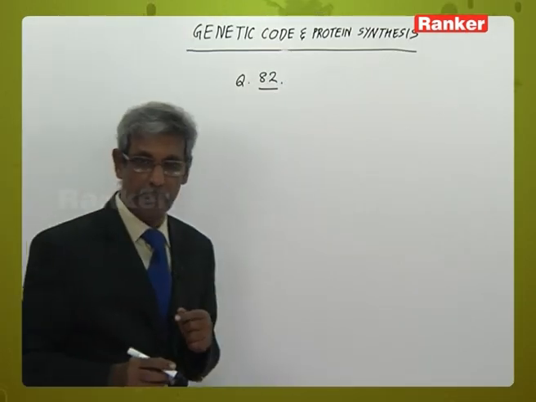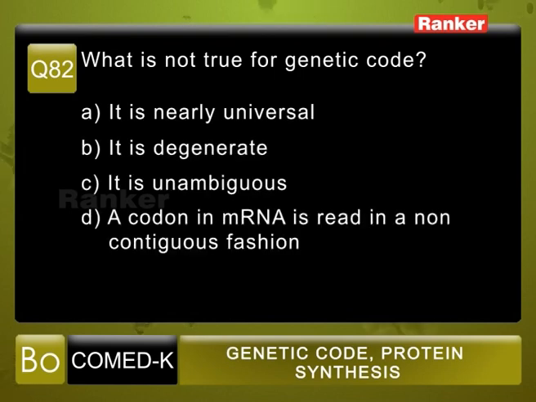Question number 82. What is not true for genetic code? A. It is nearly universal. B. It is degenerate.